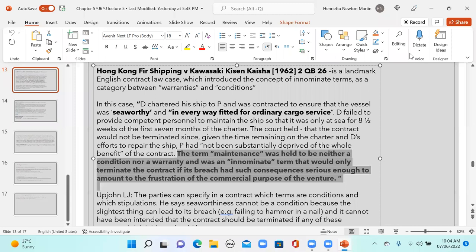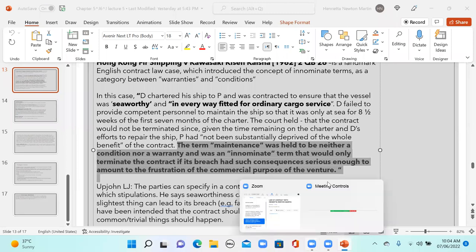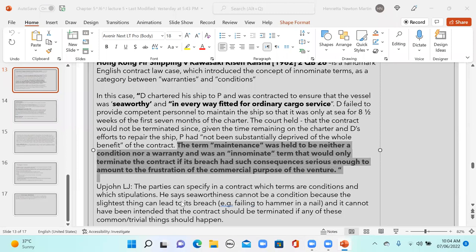held. And there was Justice Upjohn there. He said that the parties can specify in a contract which terms are conditions and which are stipulations and which are warranty. And he says that seaworthiness cannot be a condition because the slightest thing can lead to a breach. Example, failing to hammer in a nail, and it cannot have been intended that the contract should be terminated if any of these common trivial things should happen.